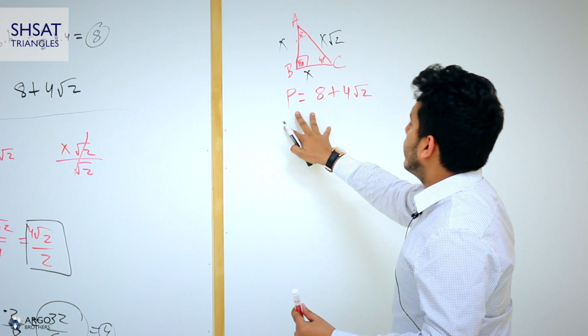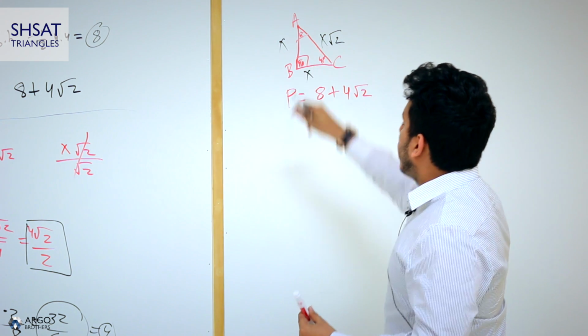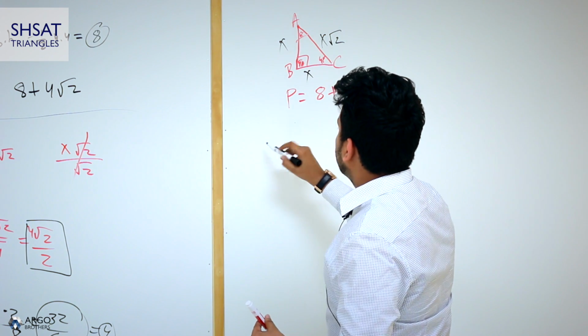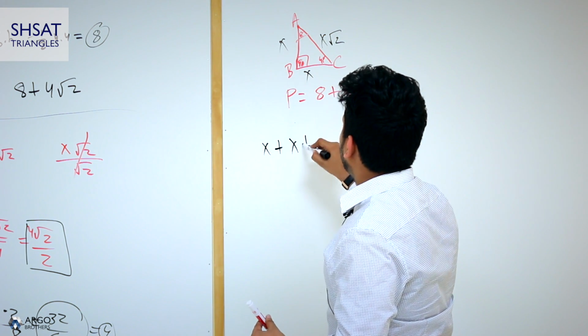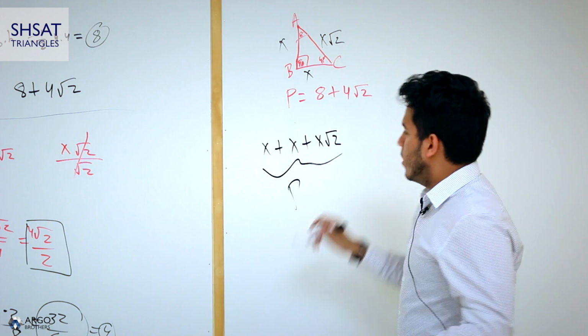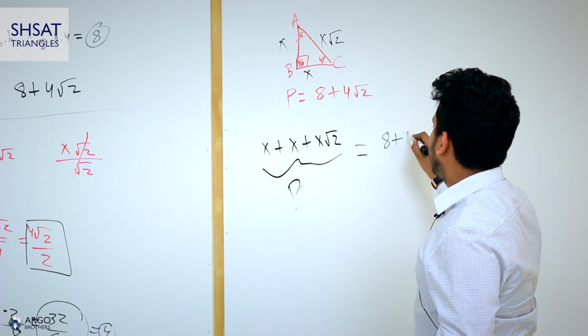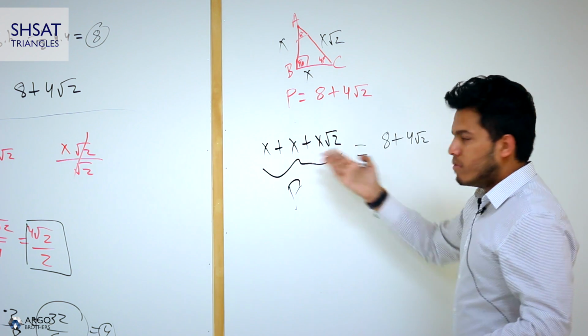Given the perimeter, this is the perimeter of the triangle, right? So I can go ahead and make it into an equation. x plus x plus x radical 2, and this entire thing is equal to the perimeter, and I know that the perimeter is equal to 8 plus 4 radical 2. So this makes perfect sense.